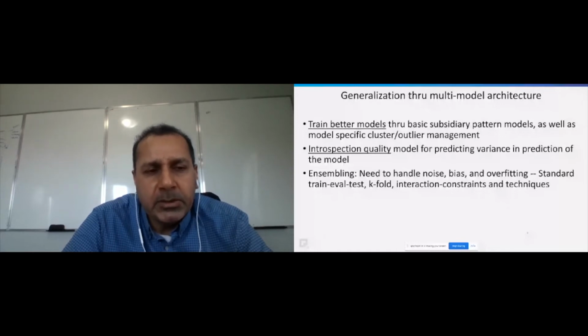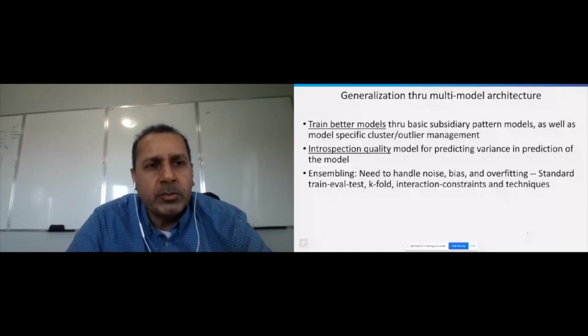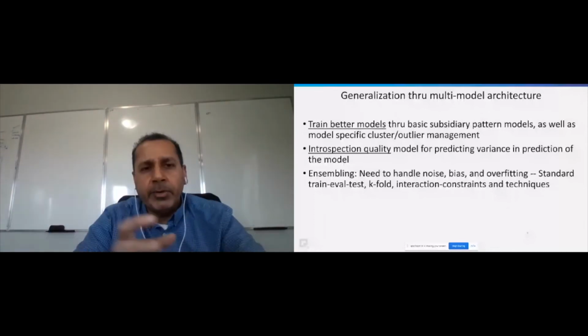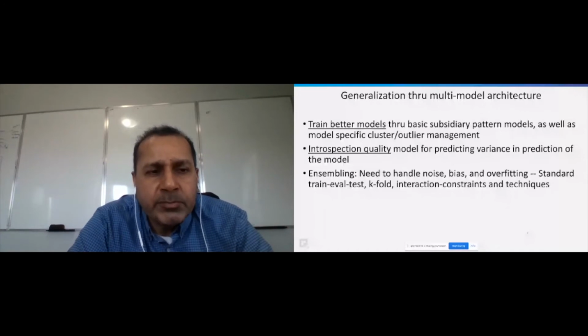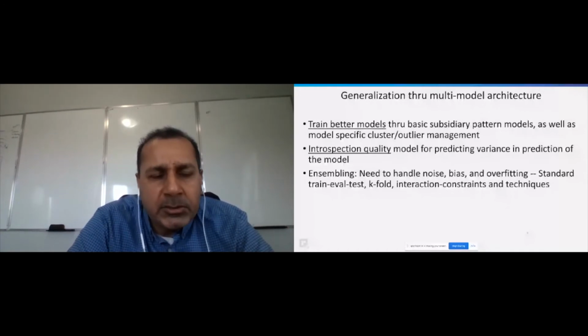own error rates? And then in a multi-model approach, we can always create a model which does that introspection quality of your model. And lastly, as you take a monolithic model apart and break it into small pieces and do things in a more focused manner, you obviously need to have a solid ensembling approach to do this.